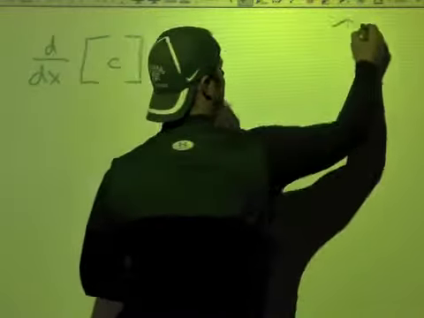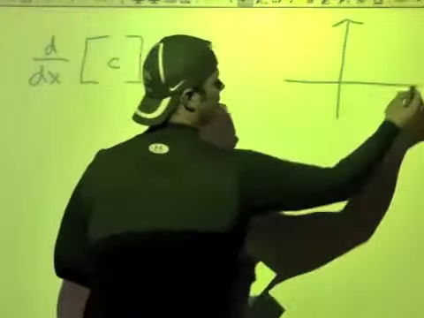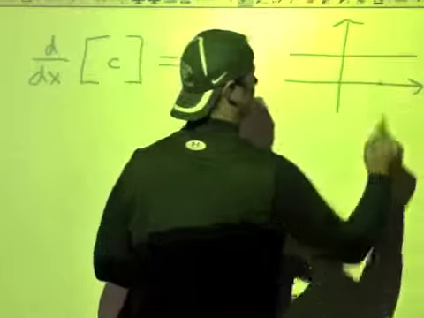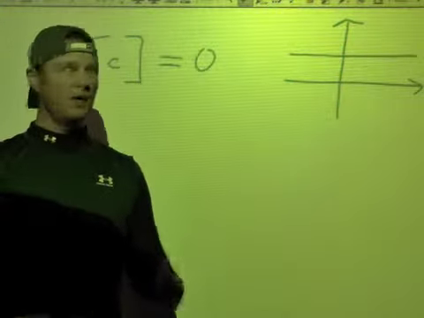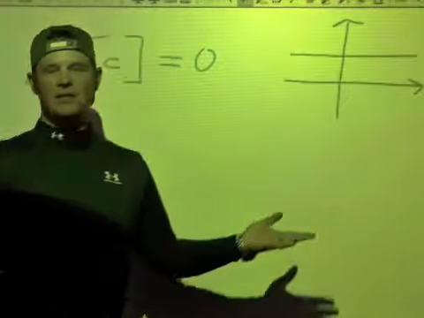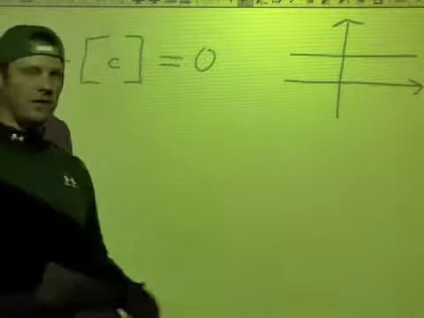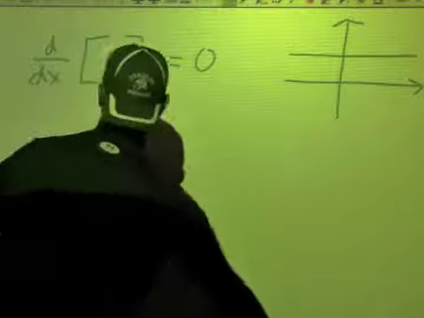If you think about it, it's kind of a no-duh. If you think about a constant function's graph, it just goes flat like this. And remember, derivative is instantaneous rate of change, which is slope. The slope of any constant line is 0. Okay? So the derivative of any constant is 0.